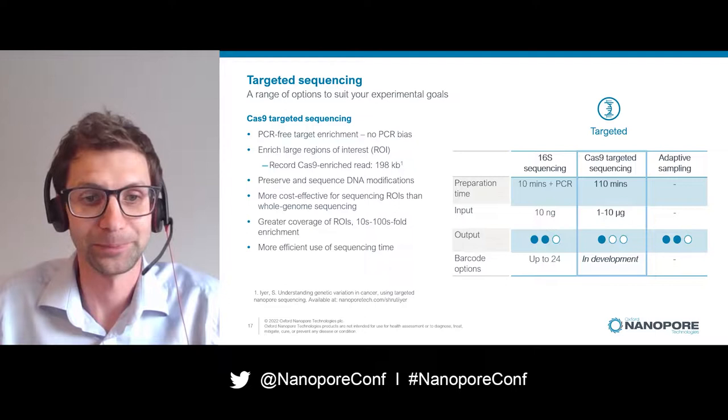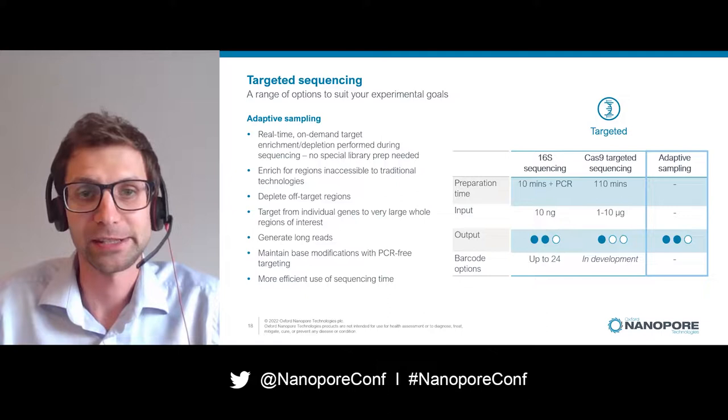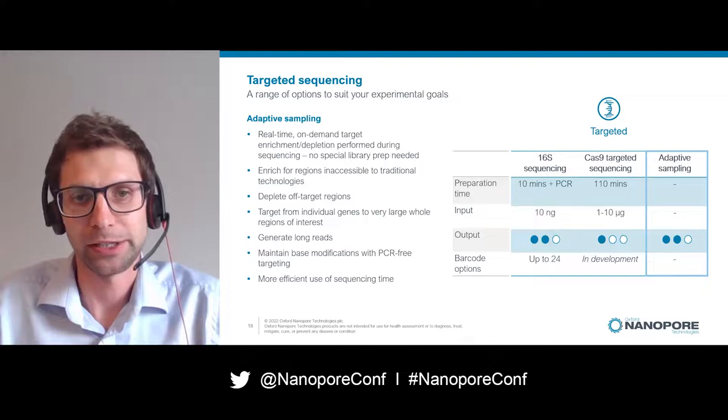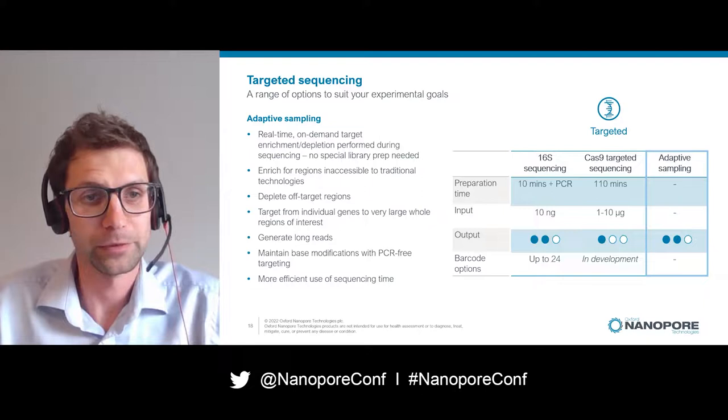And then finally, adaptive sampling is a targeted sequencing method that does not require any additional library preparation steps. It's a software-based solution to a targeted approach. It's fast, it's flexible. In this way, you can enrich regions of interest on the software level. You can deplete off-target regions. And also, we are hoping in future releases, it will enable balancing coverage. And this is available through real-time analysis of the sequenced molecules.